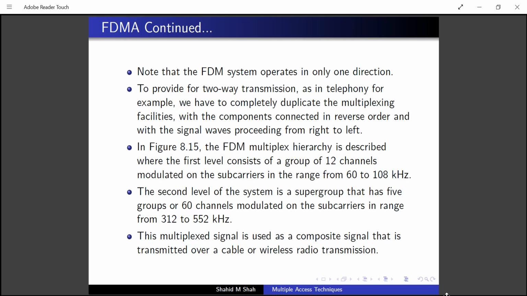Now we have to see that this FDM, frequency division multiplexing, operates in one direction. What does it mean, one direction? We are doing it at the transmitter. A transmitter can only transmit, it can't receive, right? It can transmit using frequency division multiplexing, the receiver can receive only, not vice versa. Now for two-way communication, in case of telephones, we need to duplicate this multiplexing facility. That is, we need a transceiver at the transmitter as well as the receiver. So your telephone should have this multiplexing as well as demultiplexing options.